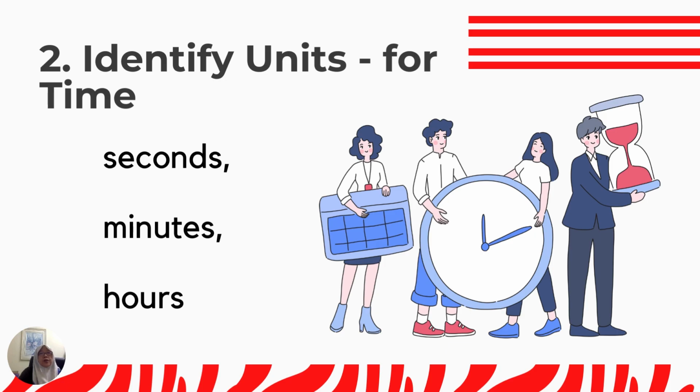Okay, let's identify the units for time. So we have seconds, we have minutes, and we have hours. So the students will need to know which hand will show the hours, which hand will show the minutes, and if there is a third hand, okay, that will show the seconds. But for students who are very young, just teach them two things, minutes and hours first.